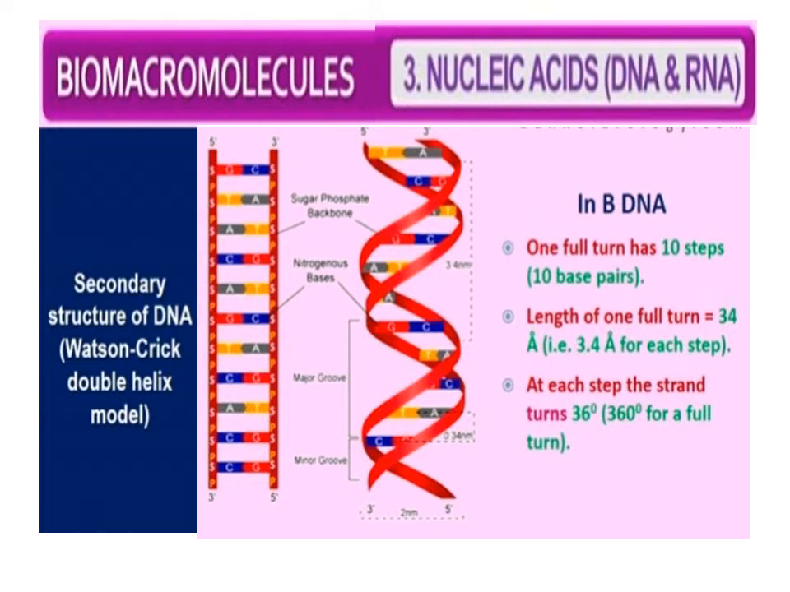The two chains are antiparallel and are coiled in a right-handed manner. Among the different types of DNA, in humans it is B type of DNA. The pitch of the helix is 3.4 nanometer. There are 10 base pairs in each turn with a distance of 0.34 nanometer between two base pairs. This form of DNA is called B-DNA. At each step, the strand turns 36 degrees, that is 360 degrees for a full turn.